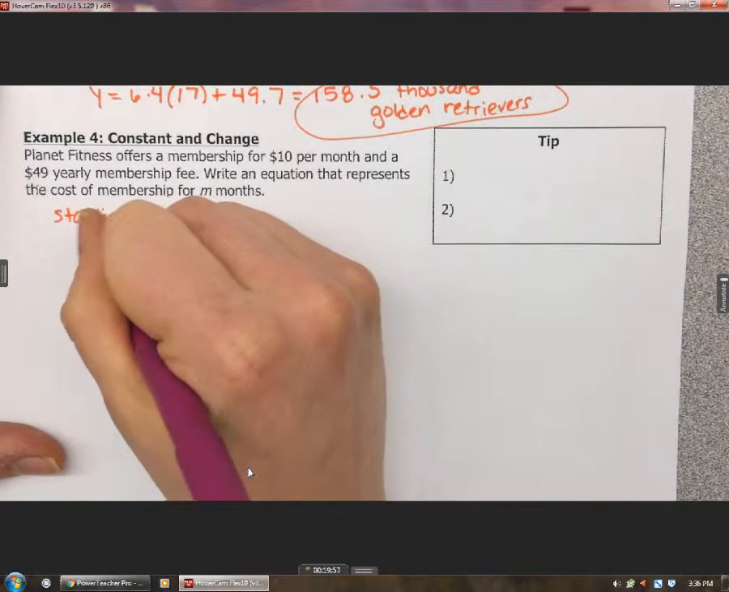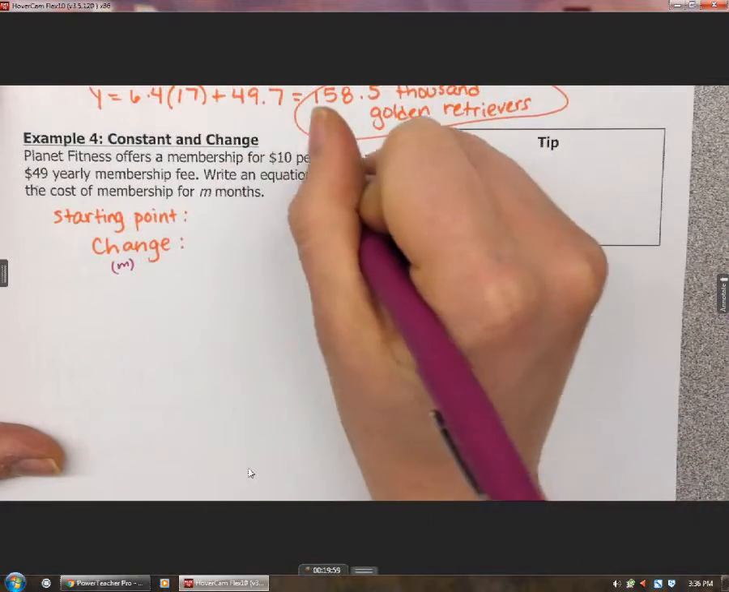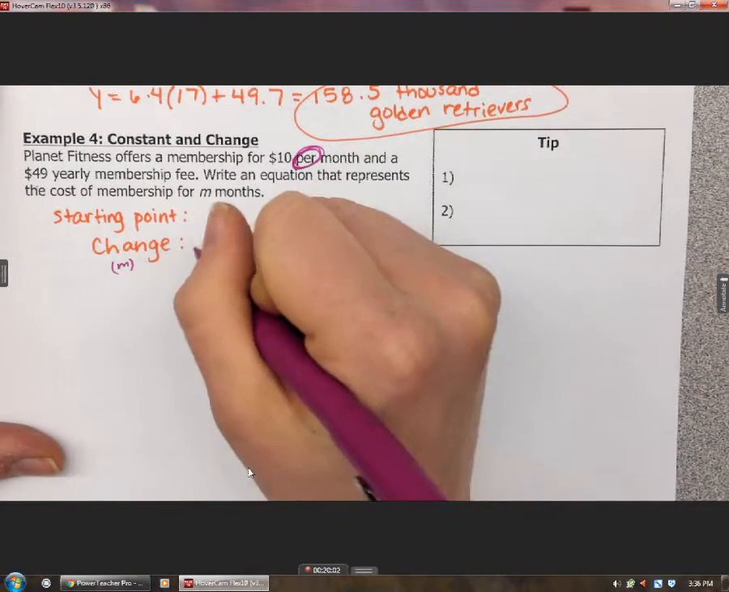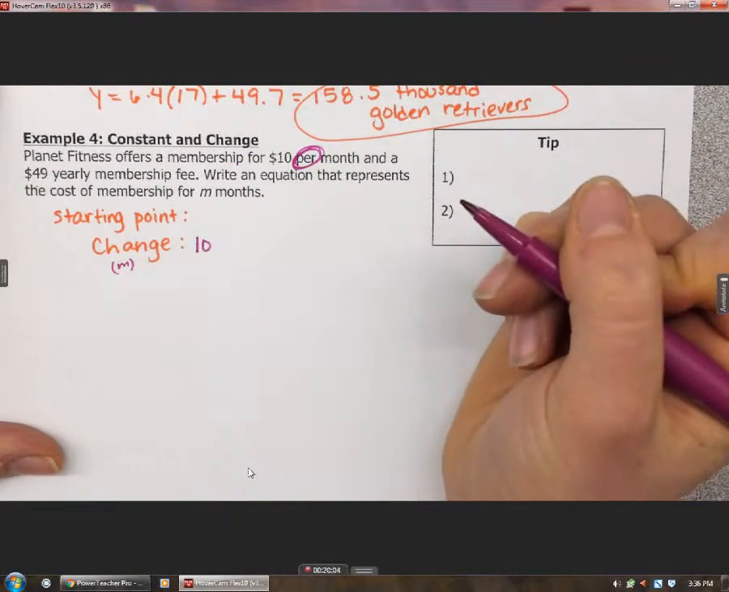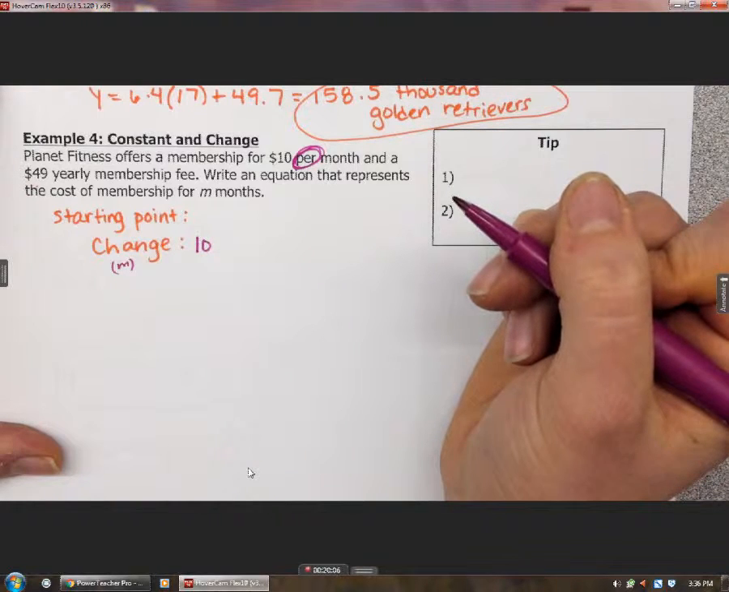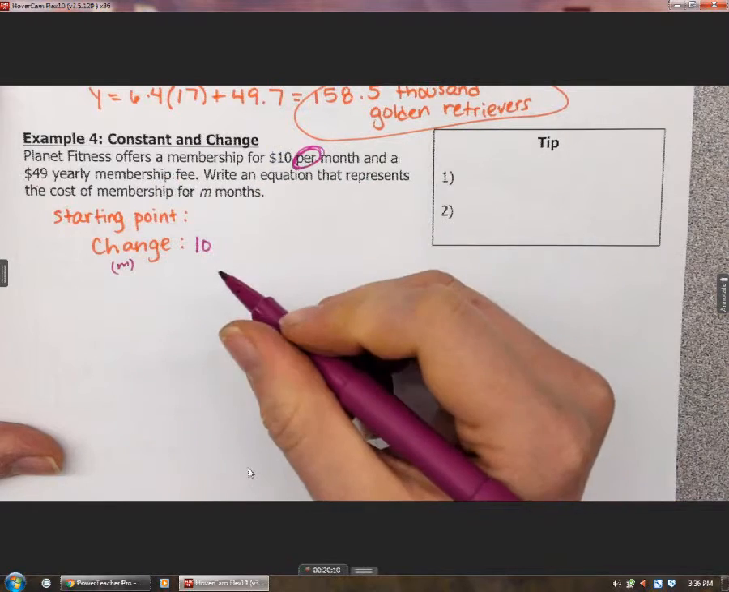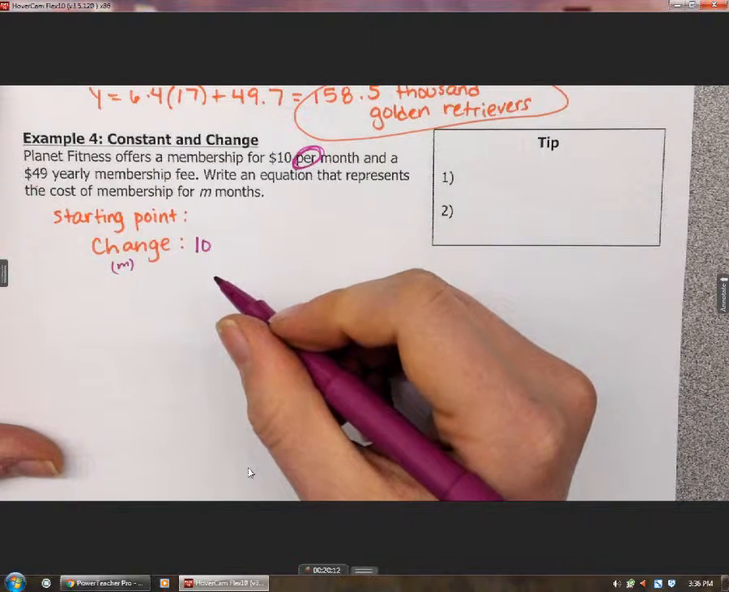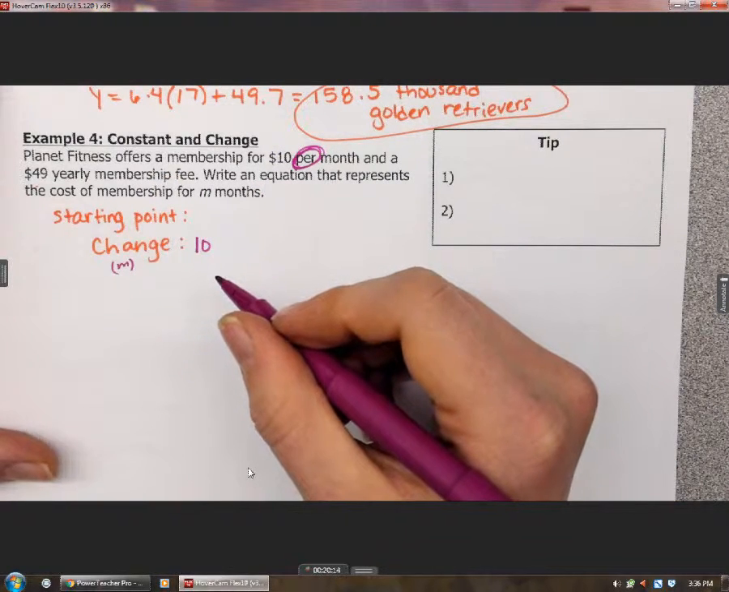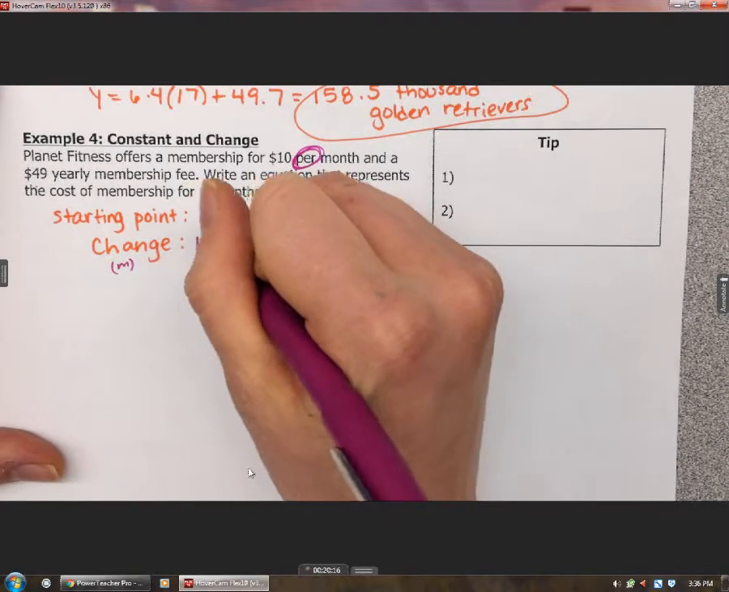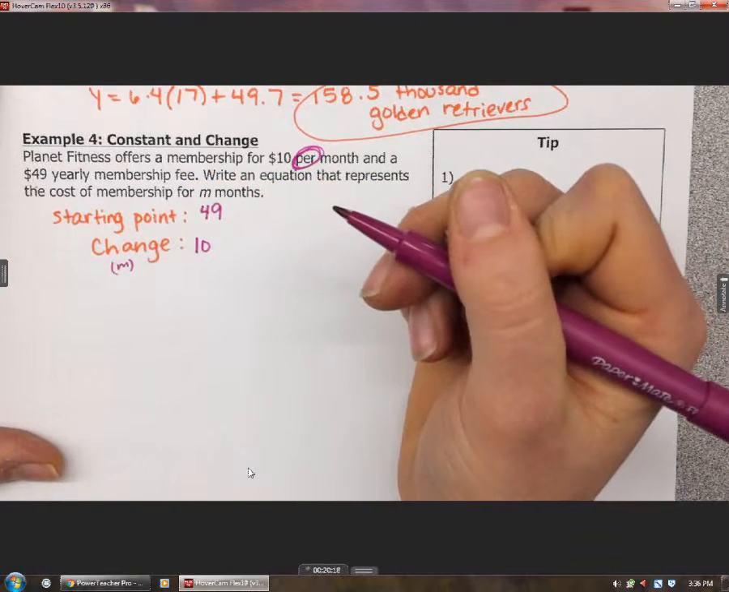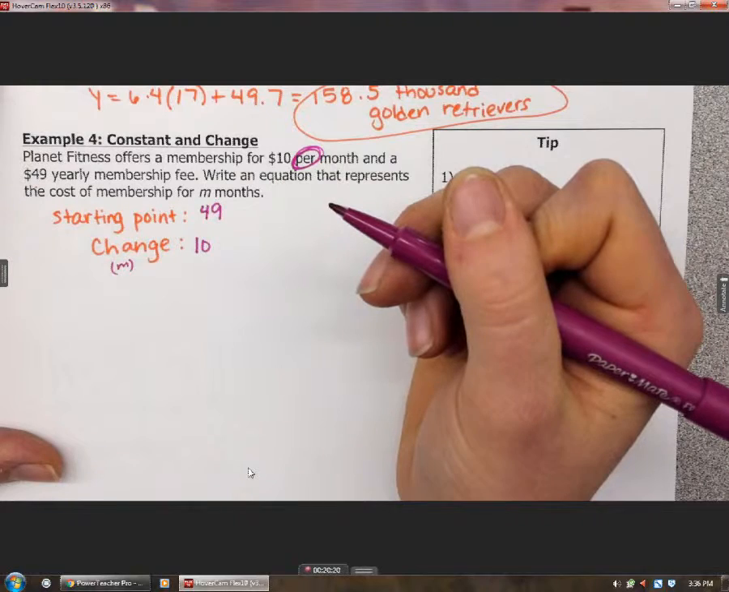Change usually has to do with the word per. So this is $10 per month for every month. It's increasing at $10. The starting point when you first sign up for your membership, well, you don't pay the $49 right there. They actually take it out a few months later. But all the technicalities aside, it would be $49. That's like the flat rate. It's not changing. It's just $49 for the year.